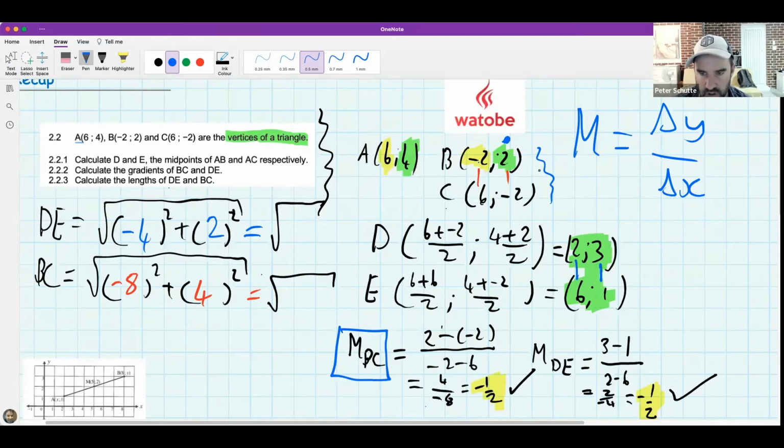And so what I do to help me is I always start with the y's, the 2 y coordinates, and then I write them on top first. And then I do the x's with the gradient. Okay, now with the distance formula, it's a bit more forgiving.